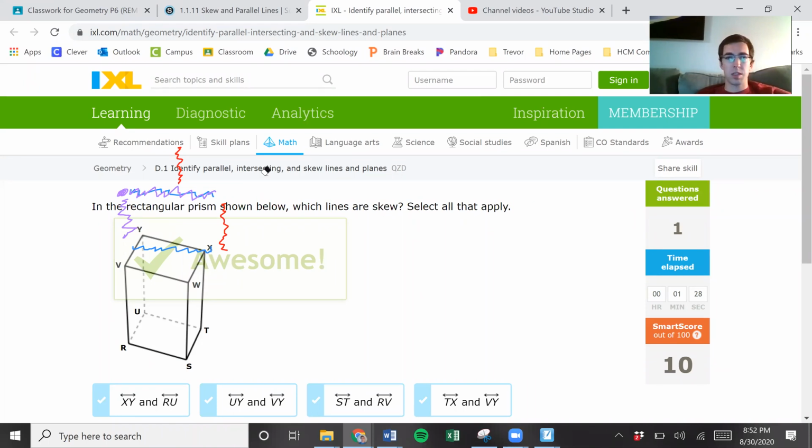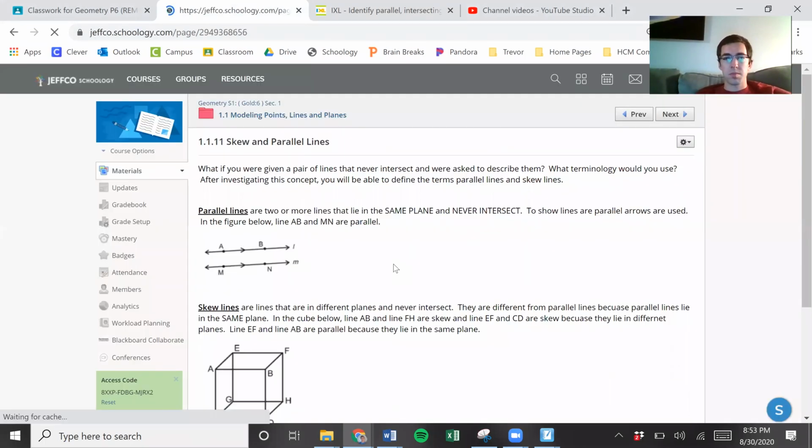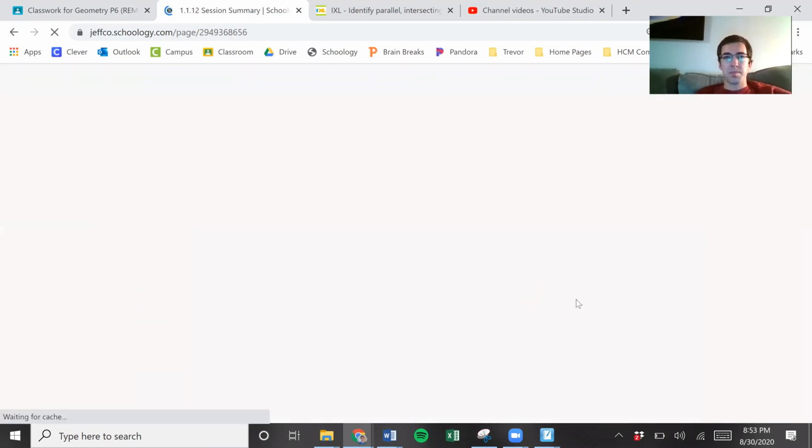I need to erase my annotations. Sorry, give me a second. Okay, so I'll leave you to practice that. And let's go back to finishing our lesson. Loading, loading, loading.